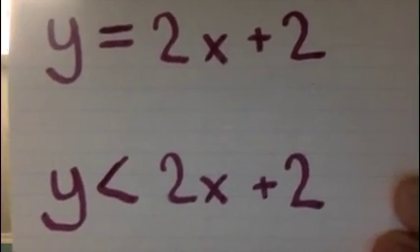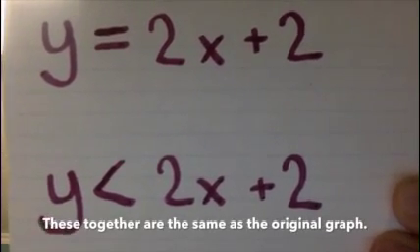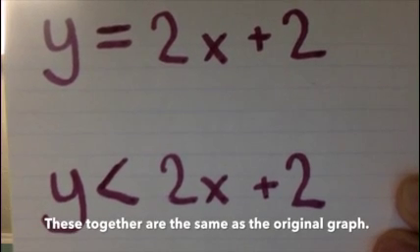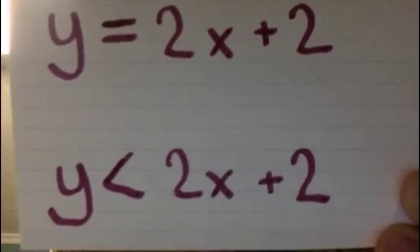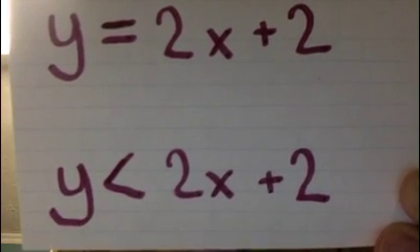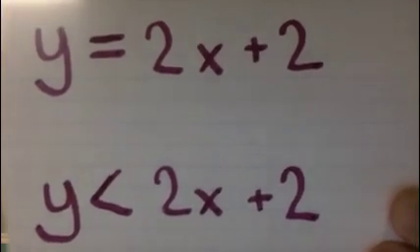Here we have the equation split into two parts. The first is y equals 2x plus 2, and the second, y is less than 2x plus 2. We know how to graph the first part, y equals 2x plus 2, so we'll start there.